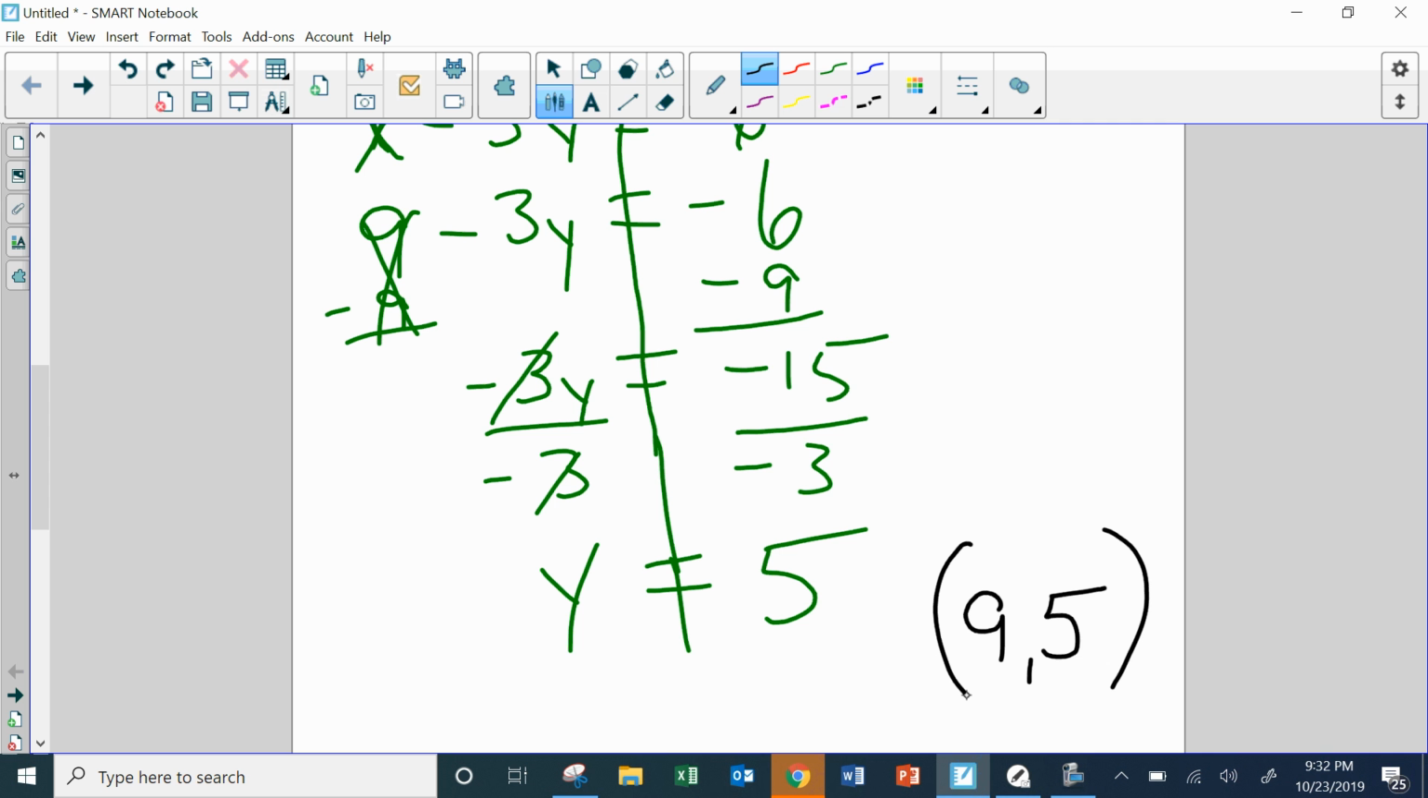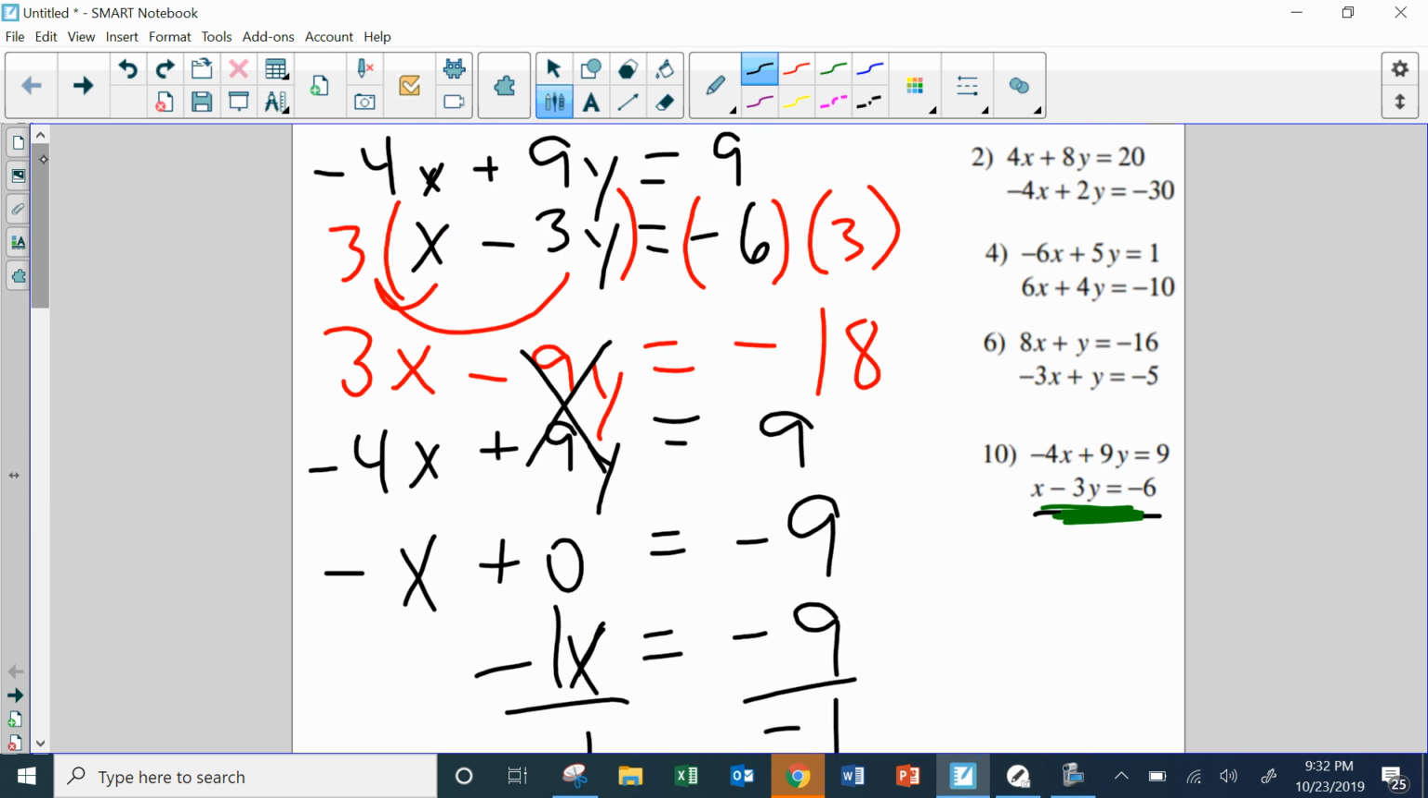That was my solution. Now, if I really want to, I'll do it real quick in my head. 9, 5. If x is 9, 9 times negative 4 is negative 36. So I have negative 36 there. If y is 5, that gives me positive 45. So if I have negative 36 plus positive 45, that does give me positive 9. So I got it right.